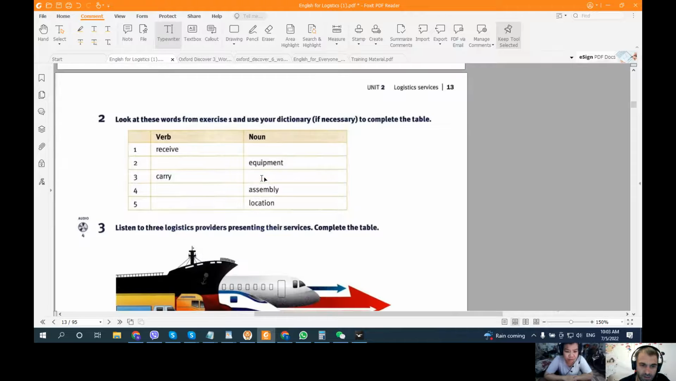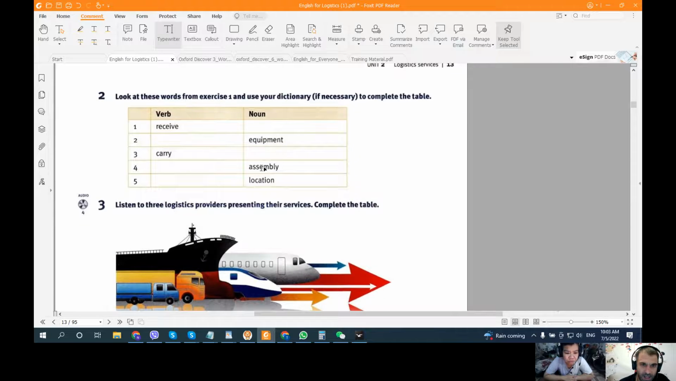Okay, now look at this exercise and use your dictionary to complete the table. So we have verb and we need to translate to noun. So what would you choose? Received. Okay, number 2. Equip. Equipment. Okay.